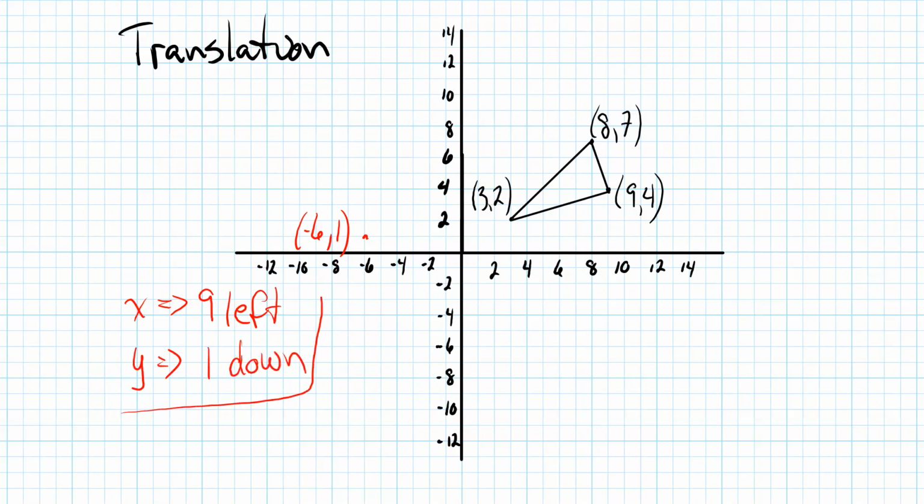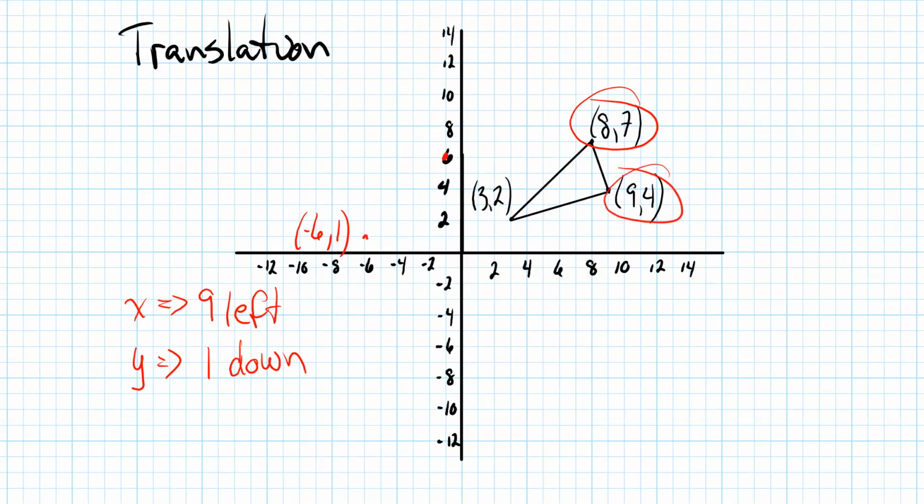We're going to use those same movements, those same changes, for each of the vertices. So let's look at this coordinate now. We've got (8, 7). We want it to go 9 left, so if we're going to take 8 and subtract 9 from it, we're going to end up at -1, so it's going to be somewhere along here. And the 7 is going to go 1 down, so it's going to end up at 6. So we're going to end up at (-1, 6), which is right there.